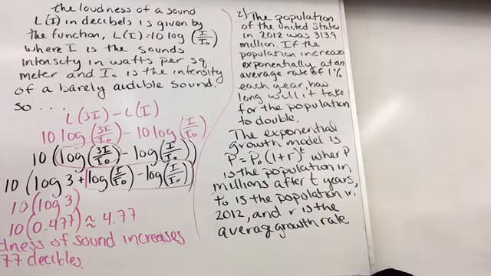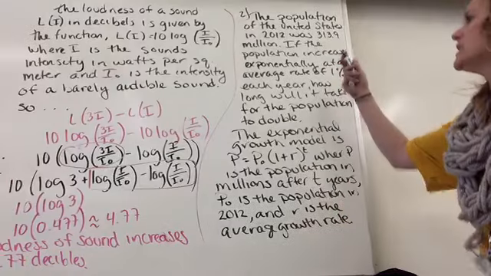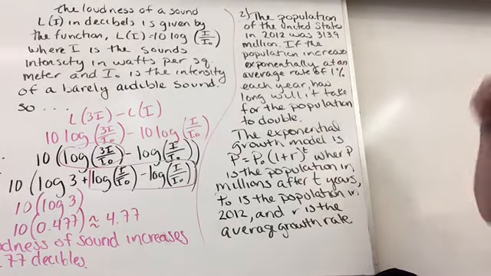So I squeezed it in. It's really long, but I had to squeeze it in off the board. It says the population of the United States in 2012 was 313.9 million. If the population increases exponentially at an average rate of 1% each year, how long will it take for the population to double?